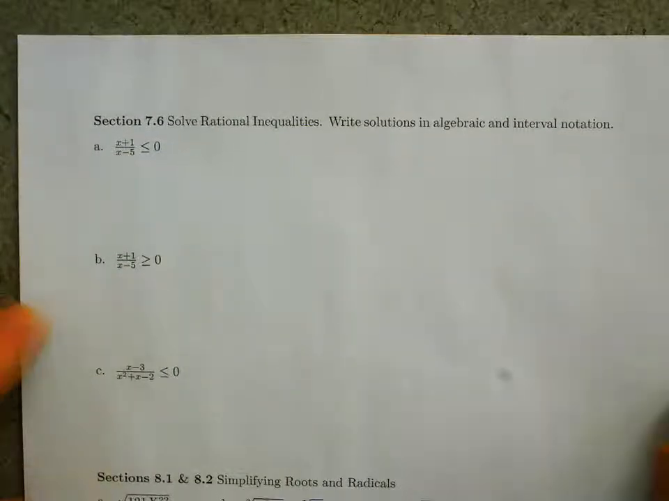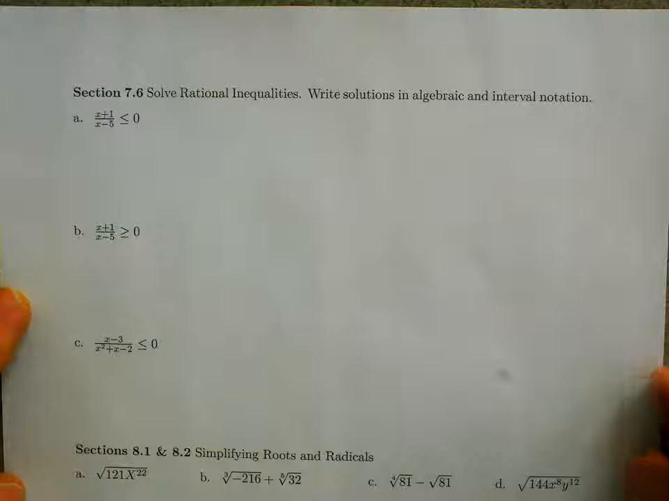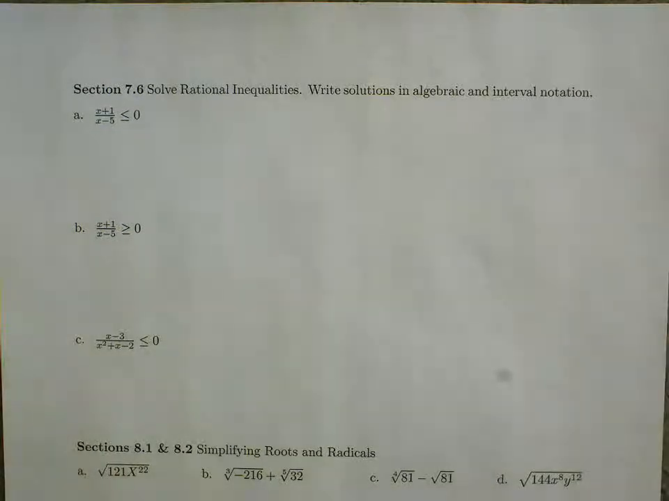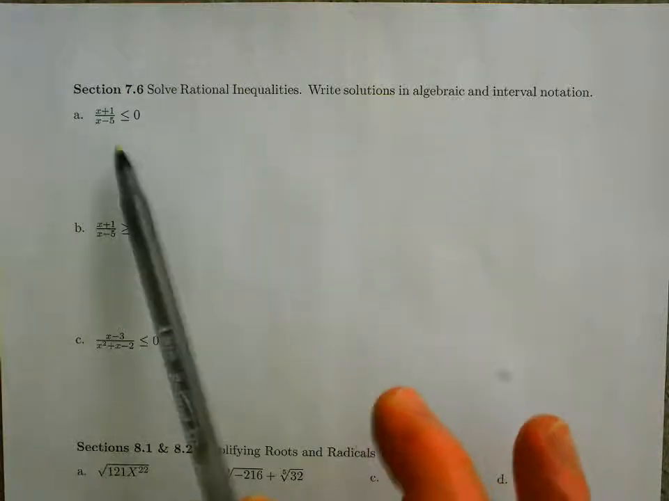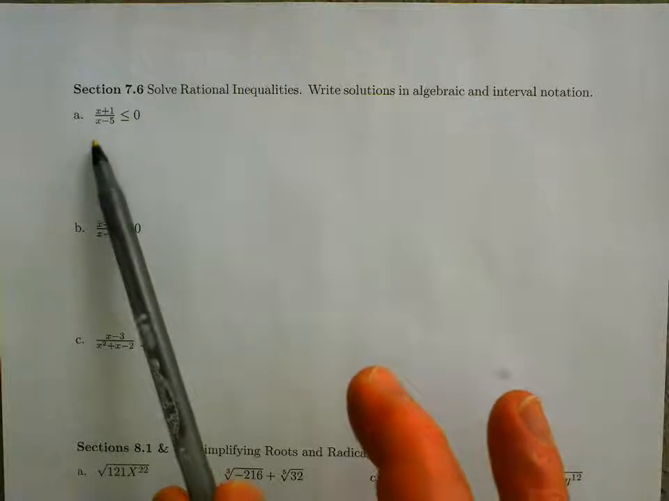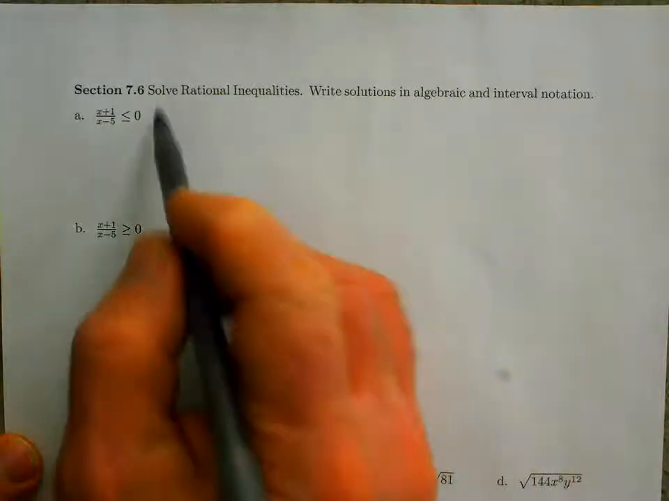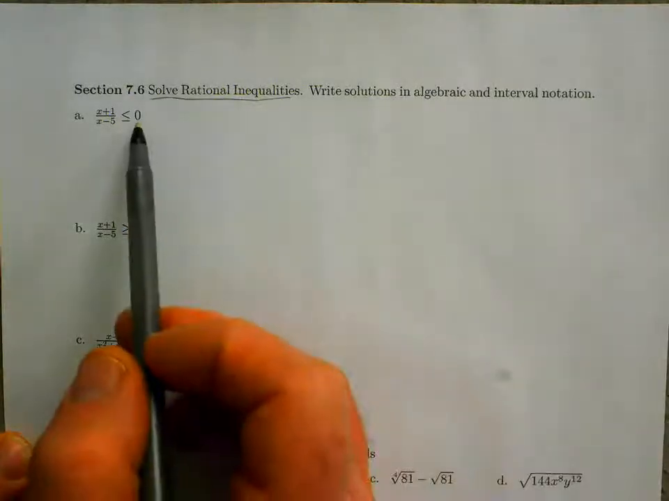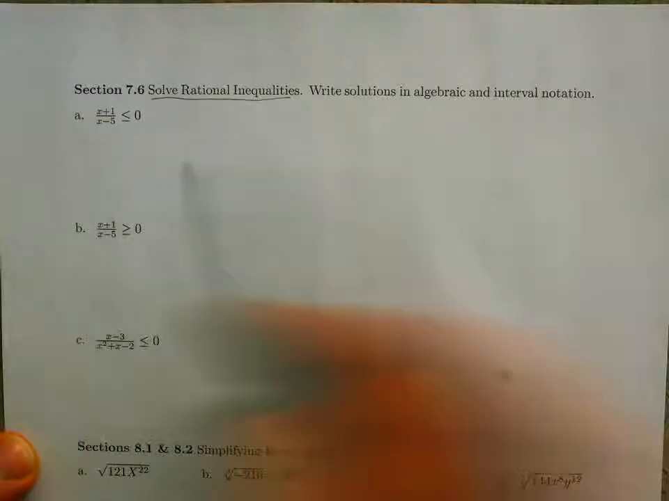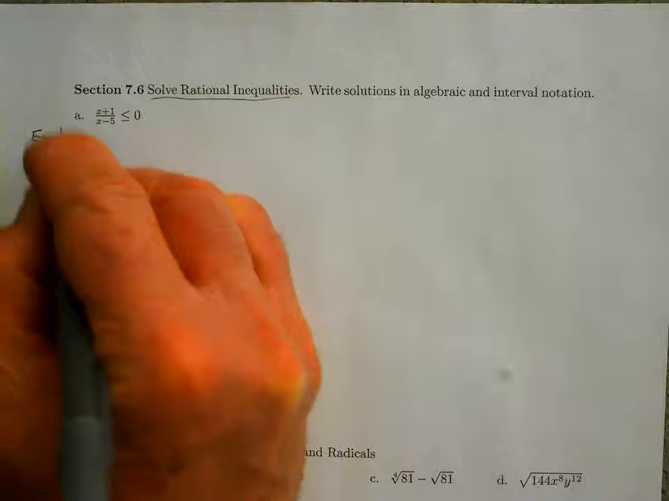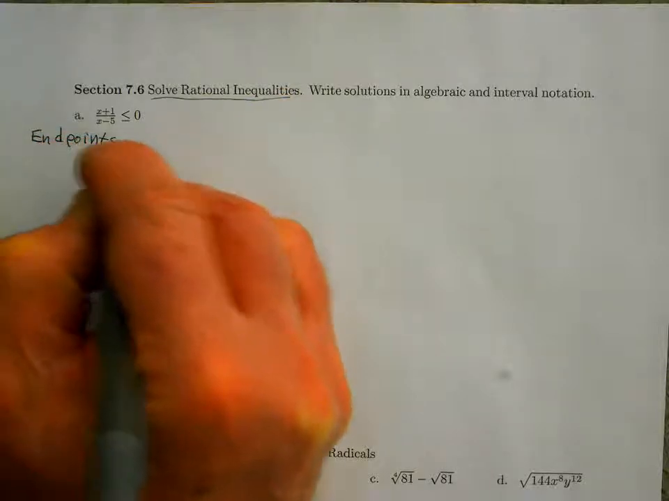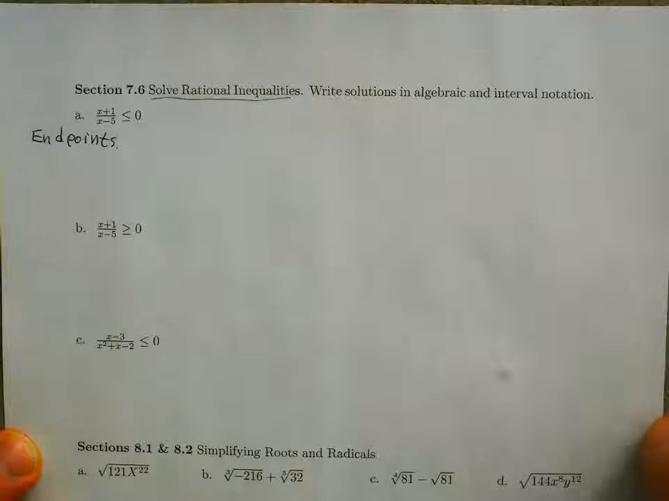Solve the rational inequalities. Write solutions in algebraic and interval notation. Okay, this is set up pretty nicely. X plus 1 divided by x minus 5 is less than or equal to 0. So when solving rational inequalities, we want one side to be 0, which we already have. And then we want to find the endpoints of the intervals. The endpoints of the intervals are the x values that make the numerator 0 combined with the x values that make the denominator 0.